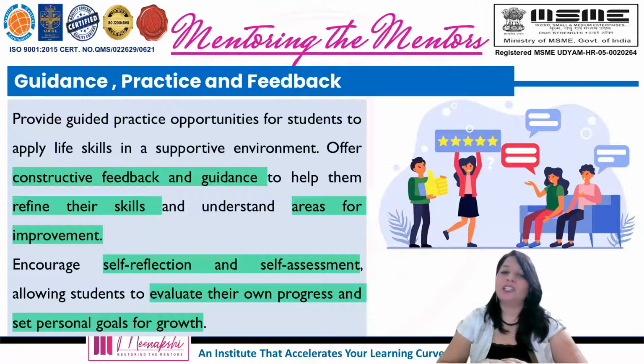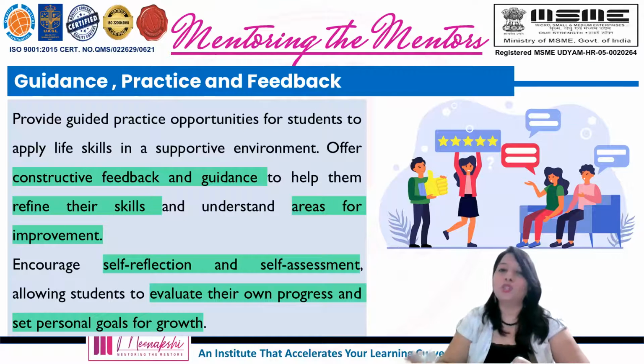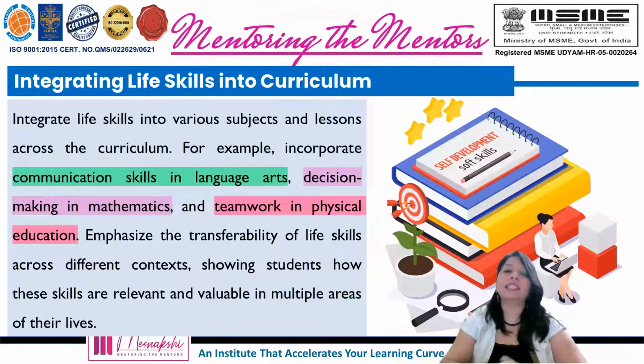We also should encourage self-reflection and self-assessment, so that students will be able to evaluate their own progress and set personal goals for growth. When children are able to map their own learning, like on the ladder of success, which step they are on at present, how much they have to move forward, and in what way, what they have to do and how, in order to achieve their goal. That is real learning.